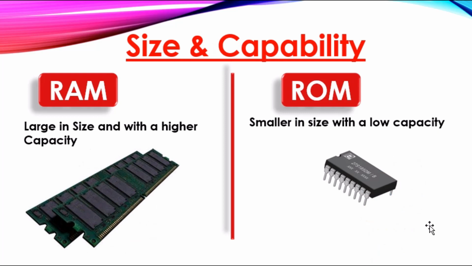On to the difference number 7 regarding the capacity and the size. The RAM chip is larger in size and stores much more capacity measured in gigabits, while a ROM chip is usually smaller in size and stores a few megabits of data.